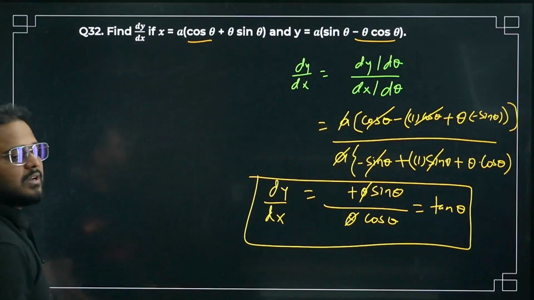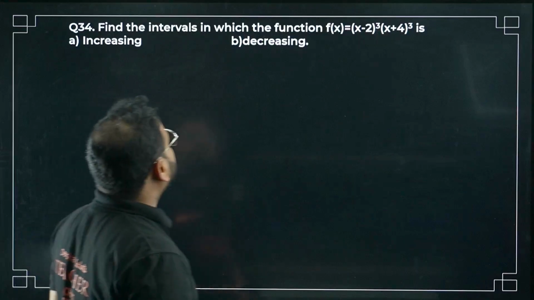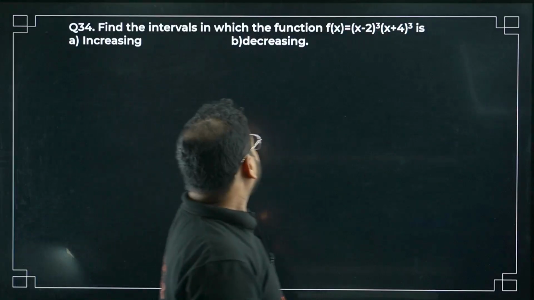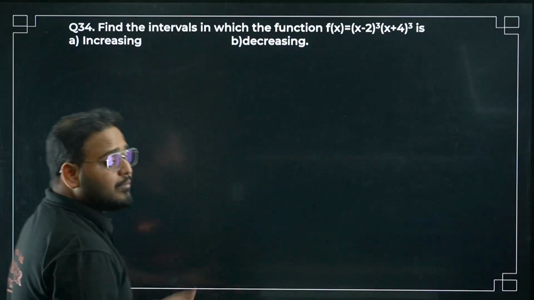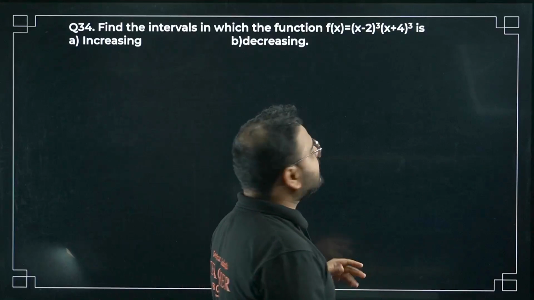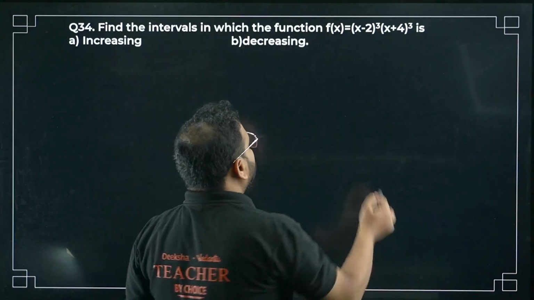This is done. 32 is done. 33 now. Find the intervals in which the function given like this is increasing and decreasing. We have to find both the cases. We can do that. We have to differentiate this to find the critical points first.